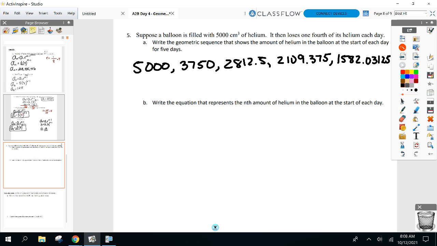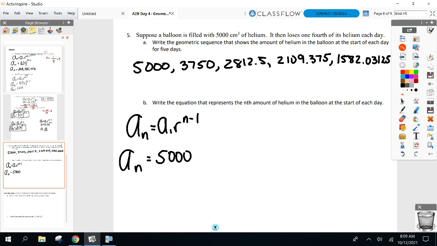Look all right? Questions? Okay, write an equation that represents the nth amount of helium. So I'll go right off my formula sheet. You guys know n's going to stay n. What was my first term? 5,000. Okay, now watch your mouth here when you tell me the R value. Because I know we multiplied by a fourth, but then we had to subtract it. So I don't know if a fourth is my R value. But you can check. How do we check what the R value is if we're unsure?